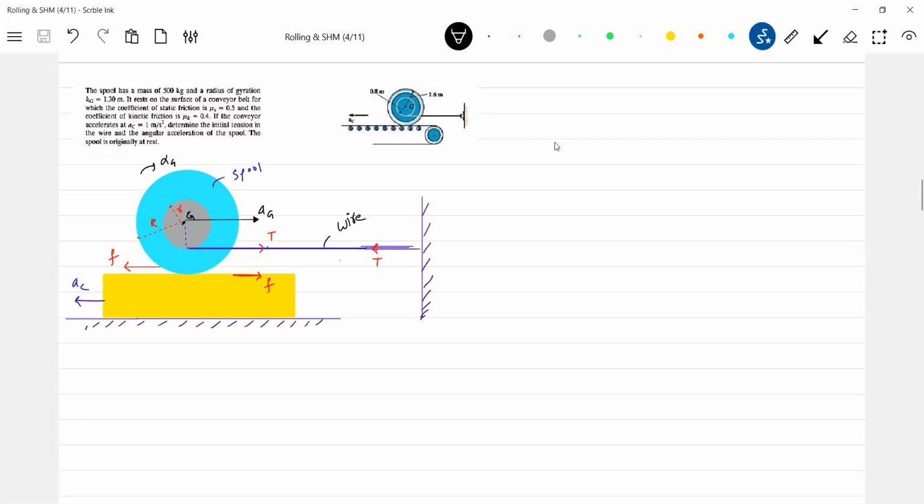Okay, and for no slipping, the accelerations of these two points, for no slipping, AC should be equal to R alpha G minus AG. There's a condition for no slipping between the belt and the spool. There's one thing. Then T minus F equals M AG, then F into R.